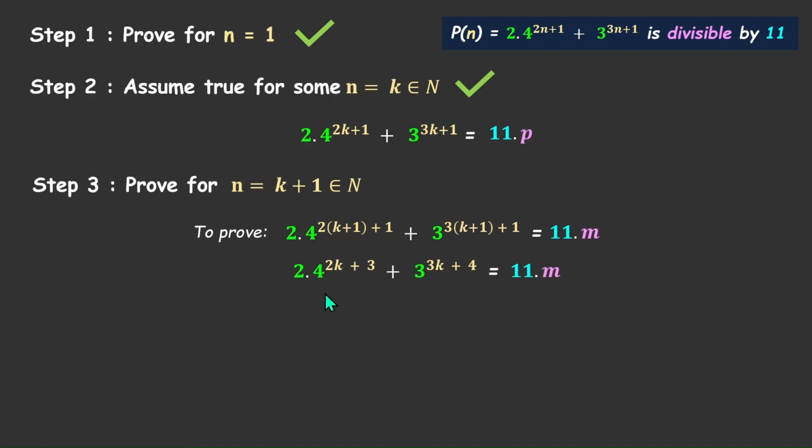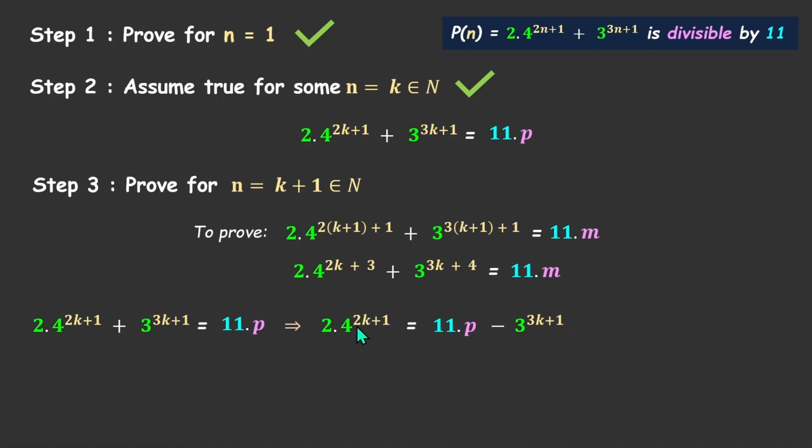And we somehow have to get this equation from this equation. So let's take this equation as our starting point. And now, one by one, we'll try to transform it into this equation. So I'll subtract both sides with 3 raised to power 3k plus 1 to give us 2 into 4 raised to power 2k plus 1 is equal to 11p minus 3 raised to power 3k plus 1.